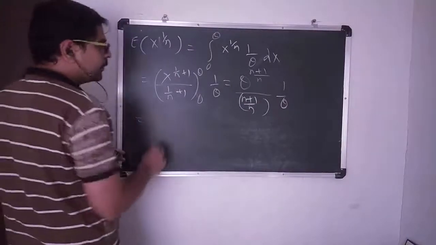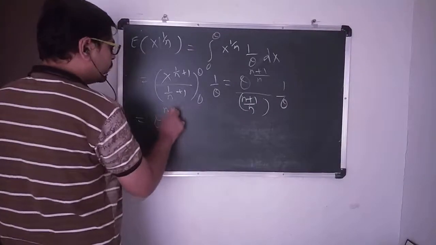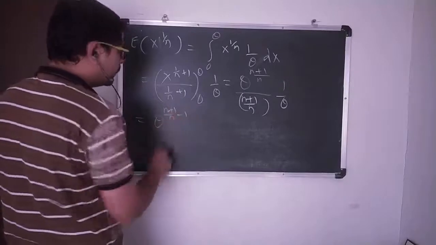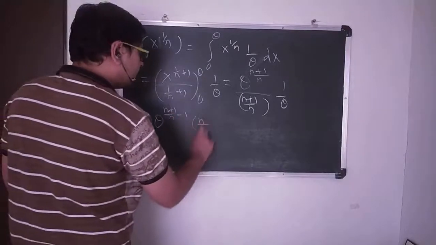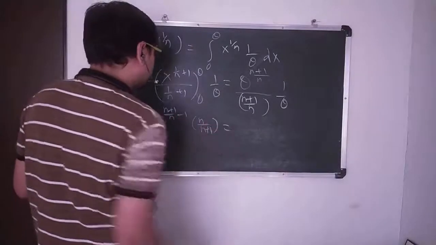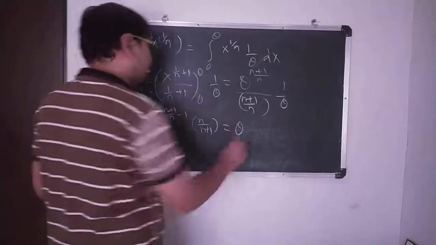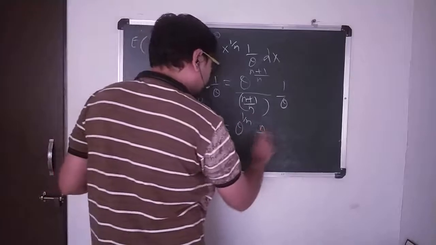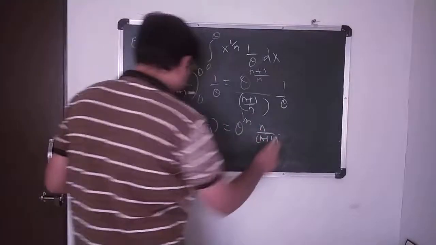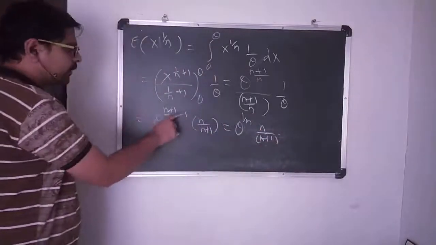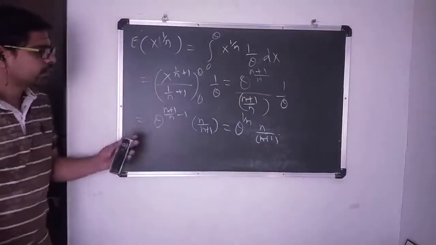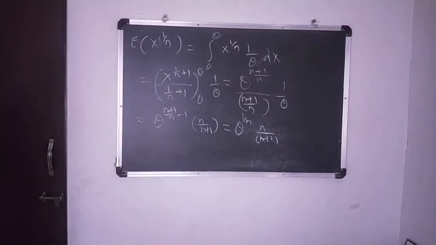So this is equal to theta raised to n plus 1 upon n minus 1 into n upon n plus 1. So theta raised to n gets cancelled, so this is theta raised to 1 upon n into n upon n plus 1. By taking LCM, n minus n plus 1 divided by n, that is theta raised to 1 upon n. This is the expectation.